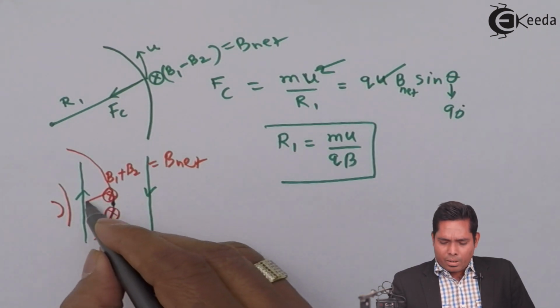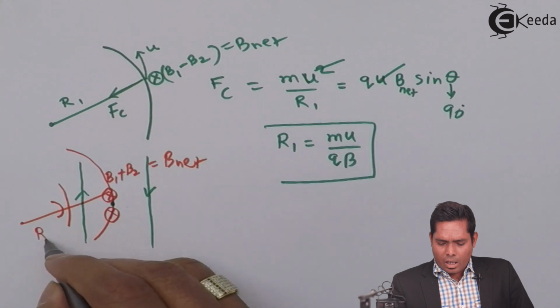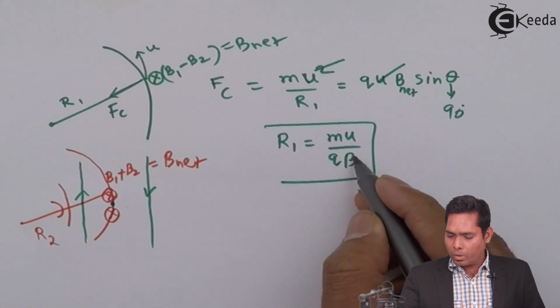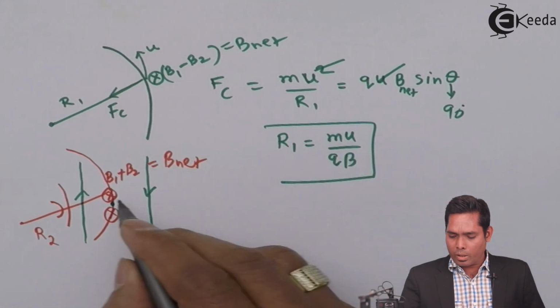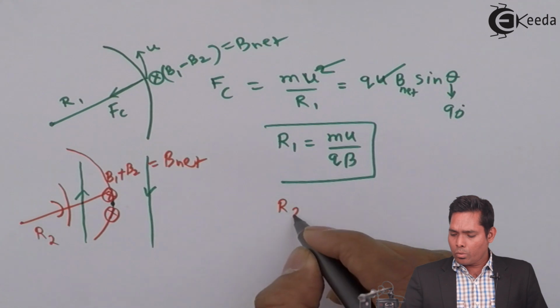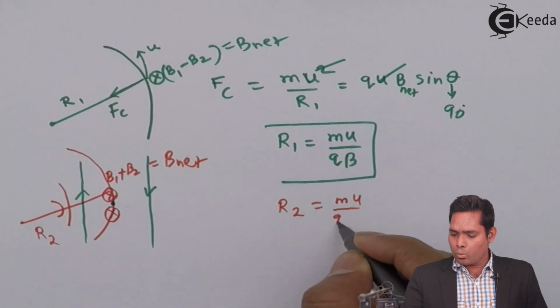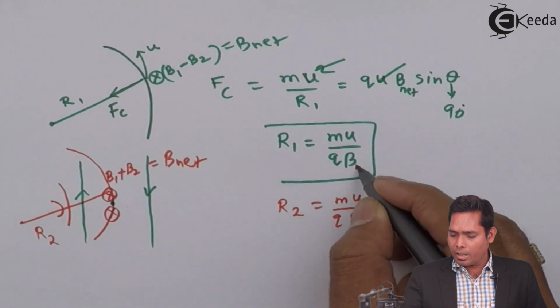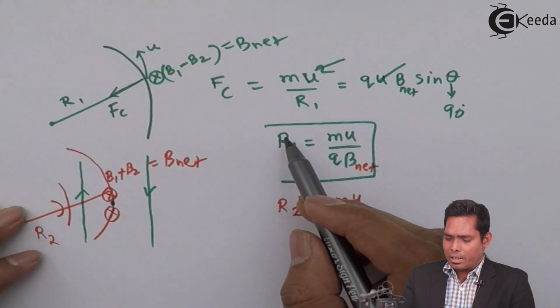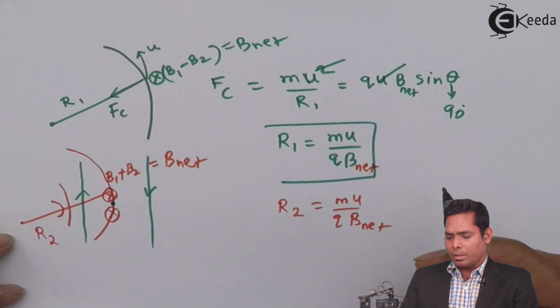But in this case, the radius is R2, and R depends only on B because mu and Q are the same in both cases. So in this situation, the radius is R2, which is mu upon Q B net. Here is B net, here also B net. That means R is inversely proportional to B.